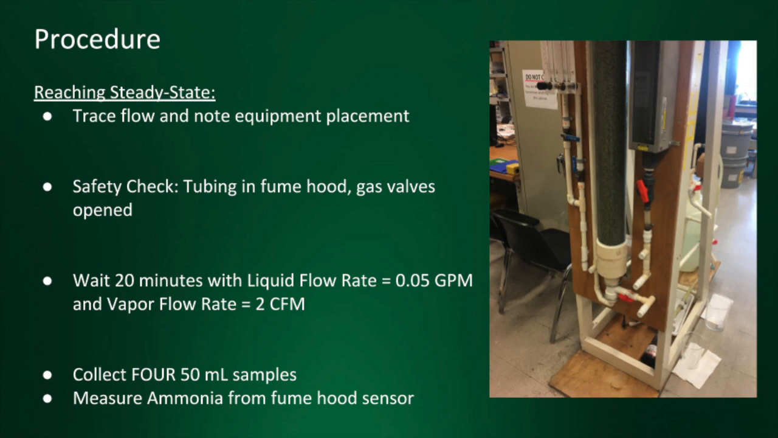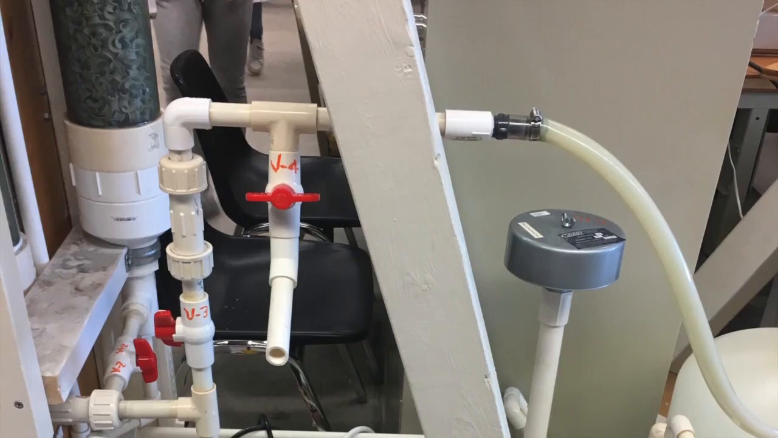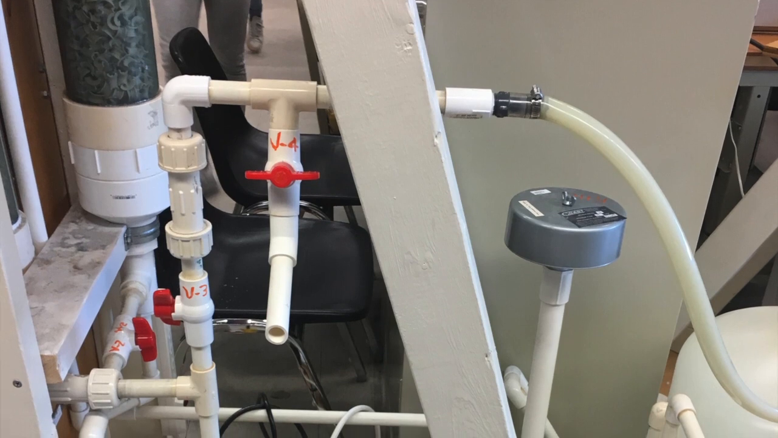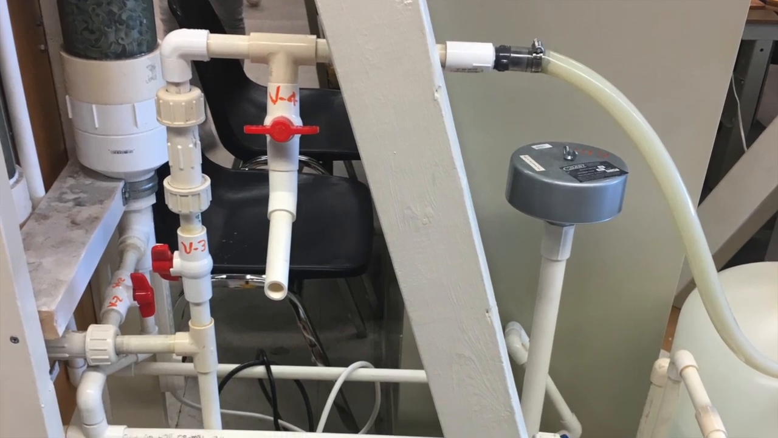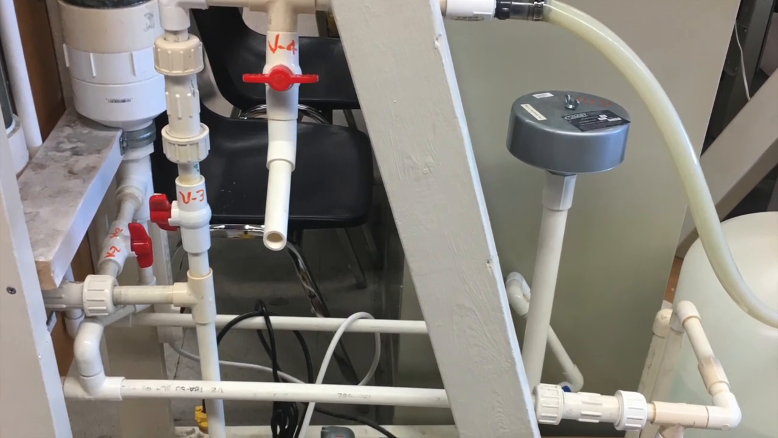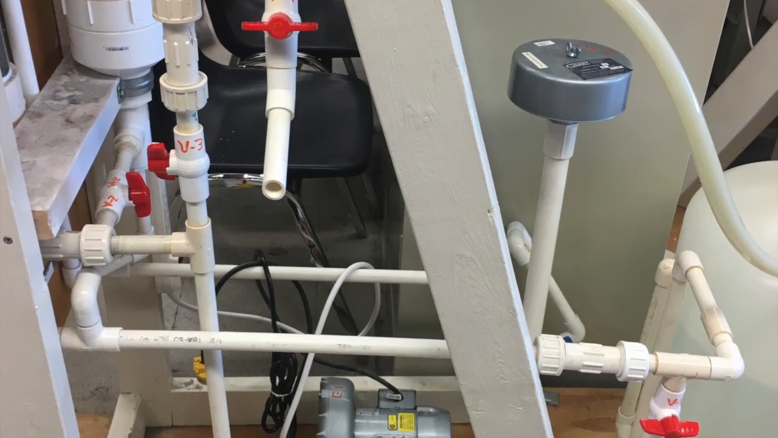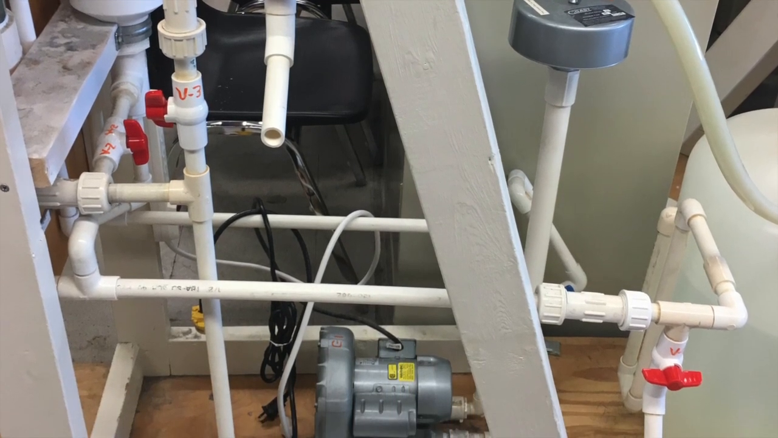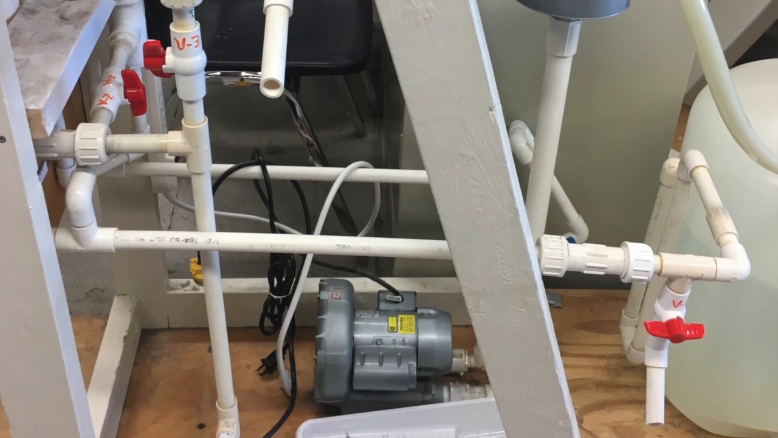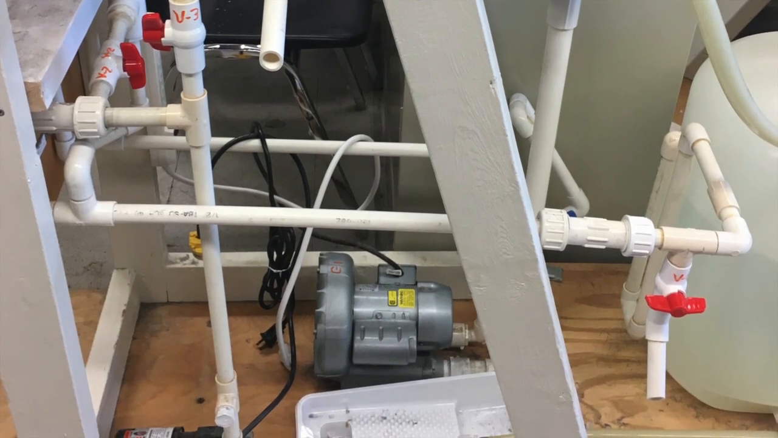Once this has reached steady state, you will collect 4 50 milliliter samples. 2 will come from the bottom of the column, while 2 will come from the feed tank. Before you take these, you will need to drain the taps in order to clear the buildup from past experiments. This will ensure accuracy in our results. After this, you will measure the ammonia concentration from the sensor in the fume hood.